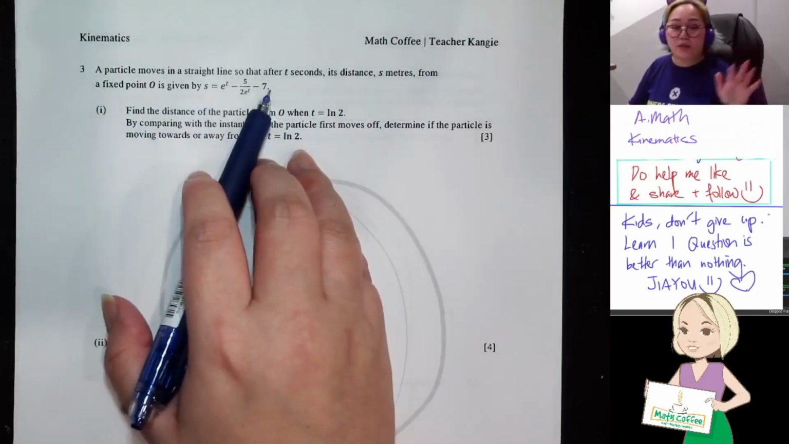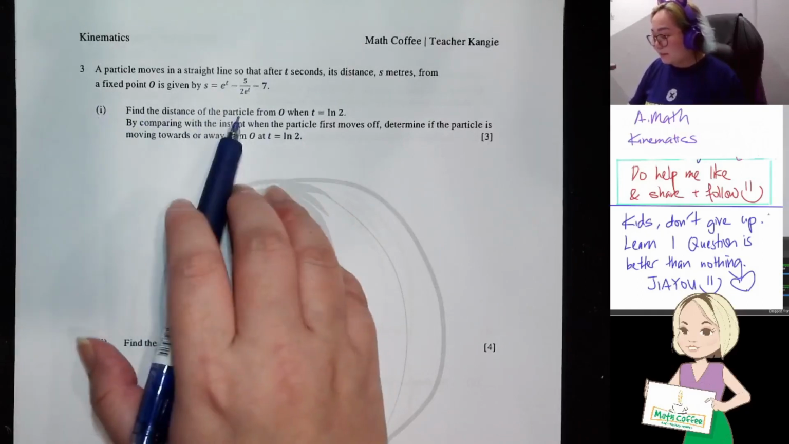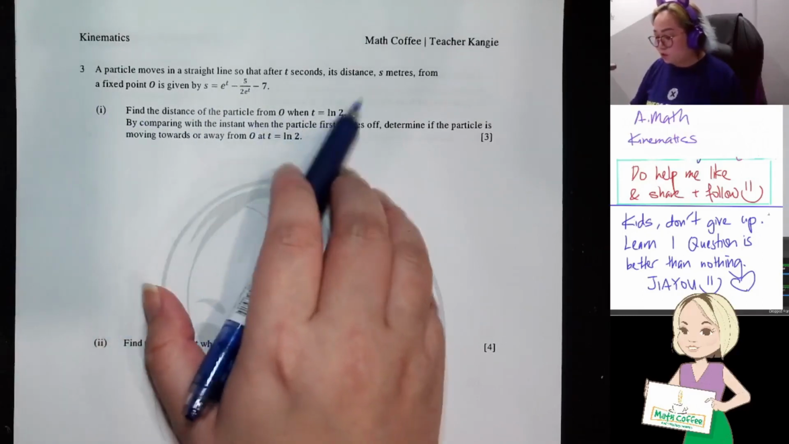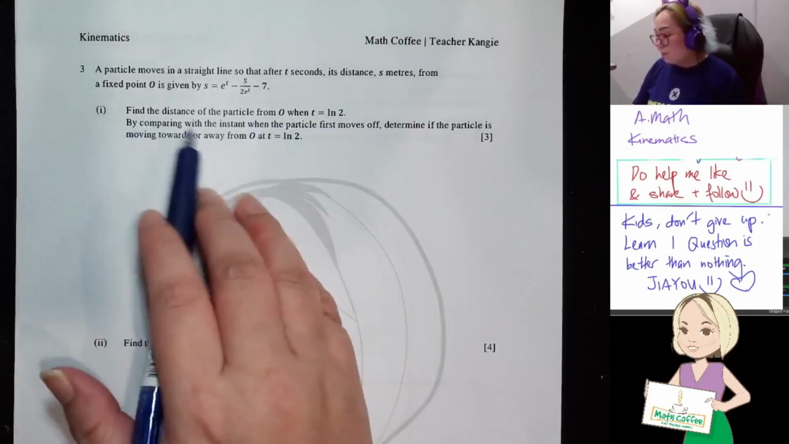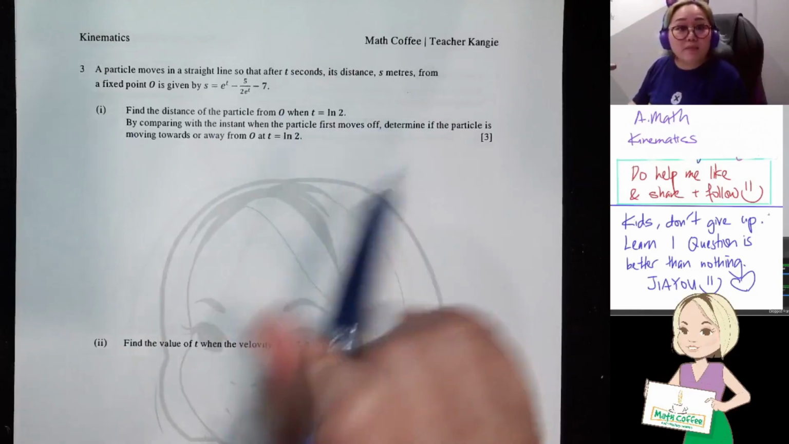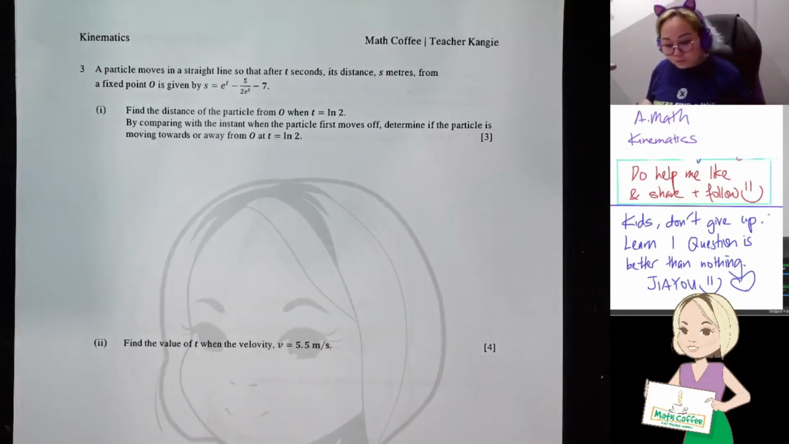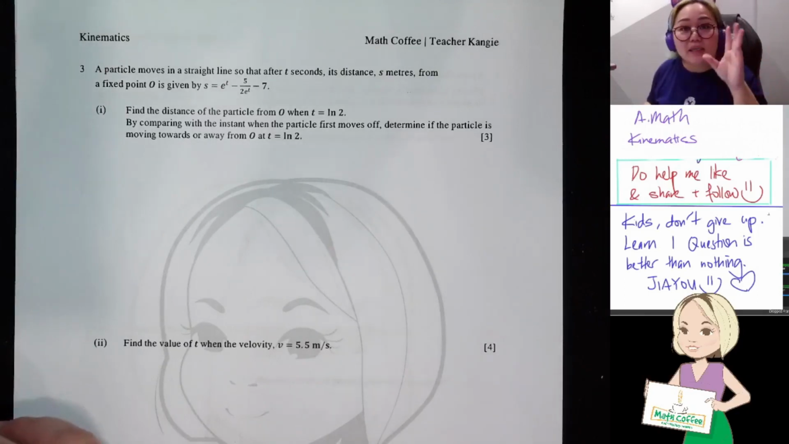First, find the distance of the particle from O when t equals ln 2. And by comparing with the instant when the particle first moved off, determine if the particle is moving towards or away from O. Sounds very simple. First thing is I need to find out where my particle is at the initial stage, which is t equals 0.